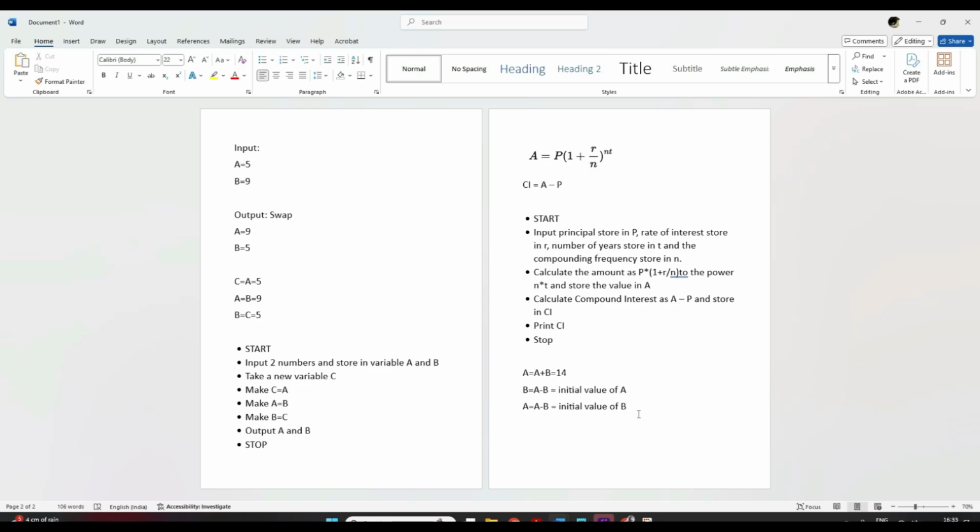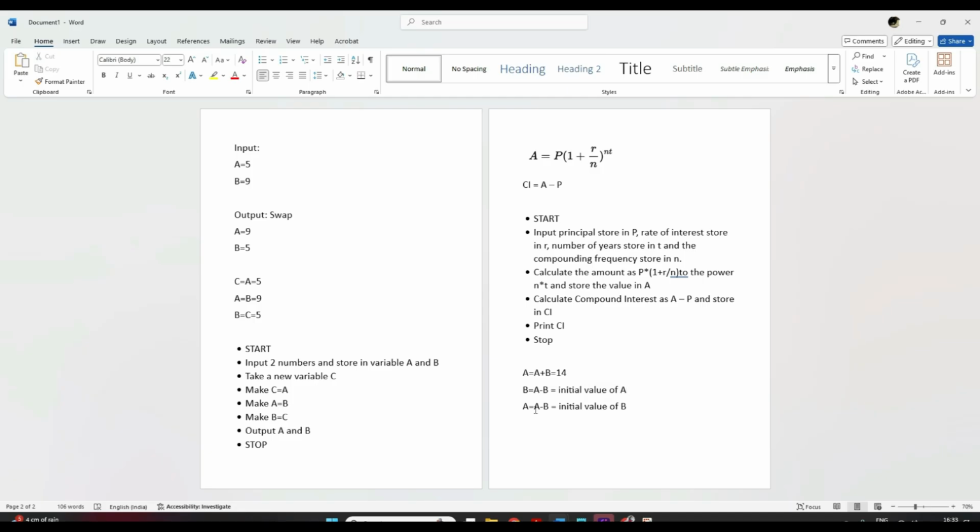third variable, what you have to do is first sum both the numbers and store it in a, then you do b is equal to a minus b. Why? Because a currently is the summation of both the numbers, right? From there if I subtract b, I will be getting the initial value of a.